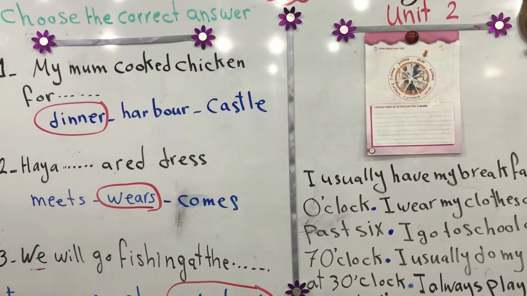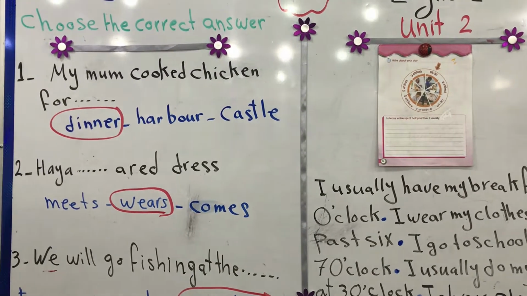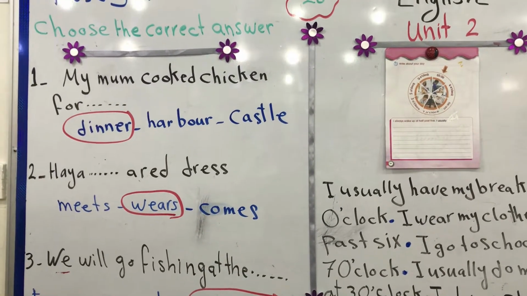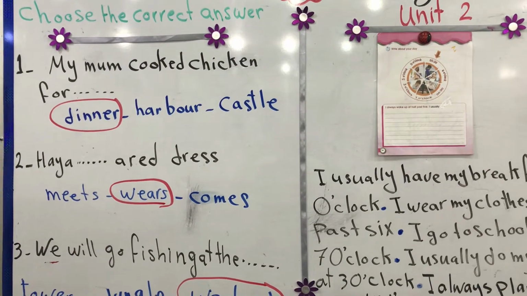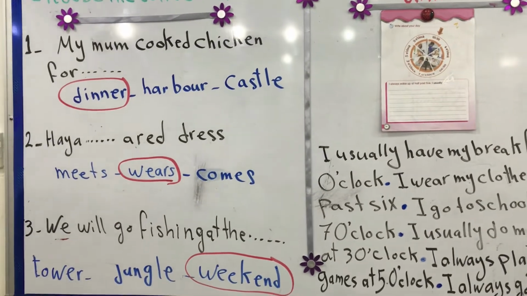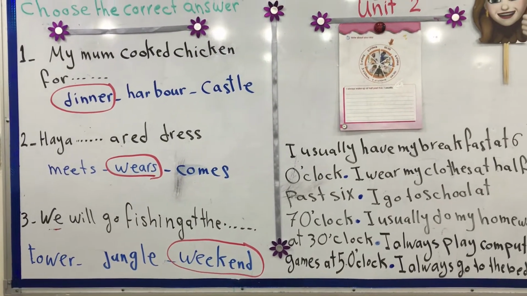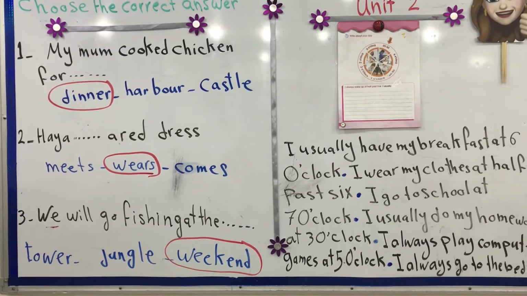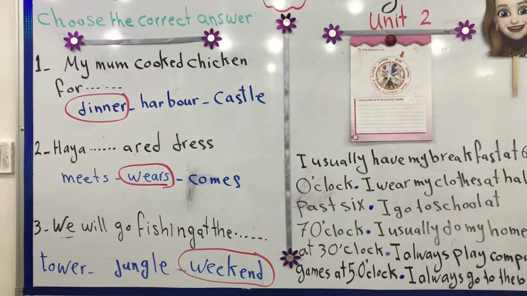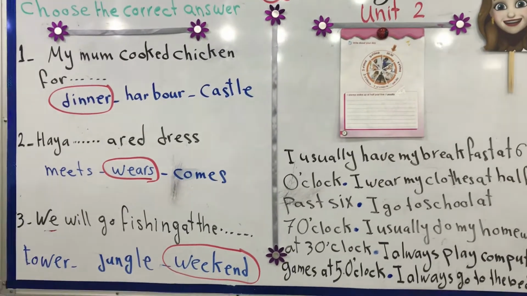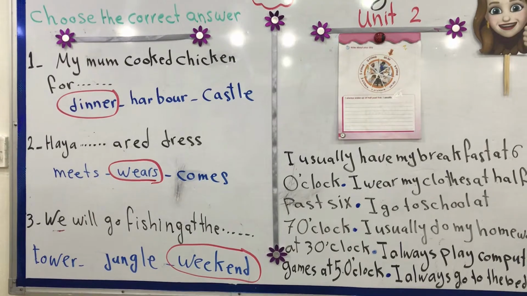Number one, my mom cooked the chicken for dinner. Number two, Haya wears a red dress. Number three, we will go fishing at the weekend. Okay, your answers are number one, dinner. Number two, wears. Number three, weekend.